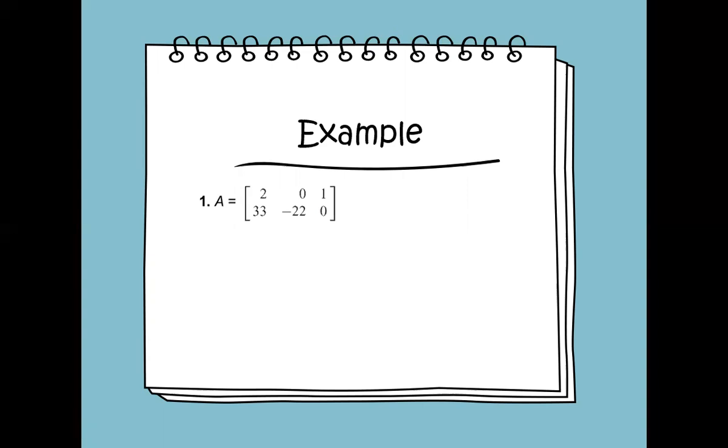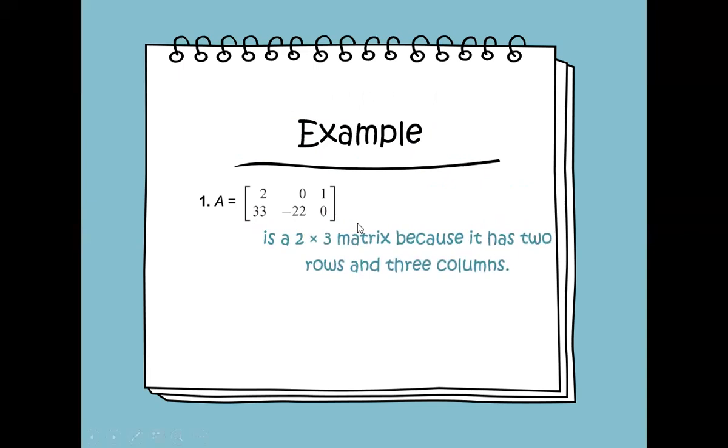So for this matrix, we need to find the dimension of it. First of all, M times N. M, as we said, refers to rows and N refers to columns. So let's see, how many rows do we have here? 1 and 2. So 2 rows and 3 columns. So it is a 2 times 3 matrix because it has 2 rows and 3 columns. And the entries are the numbers inside the matrix: 2, 0, 1, 33, -2, and 0.